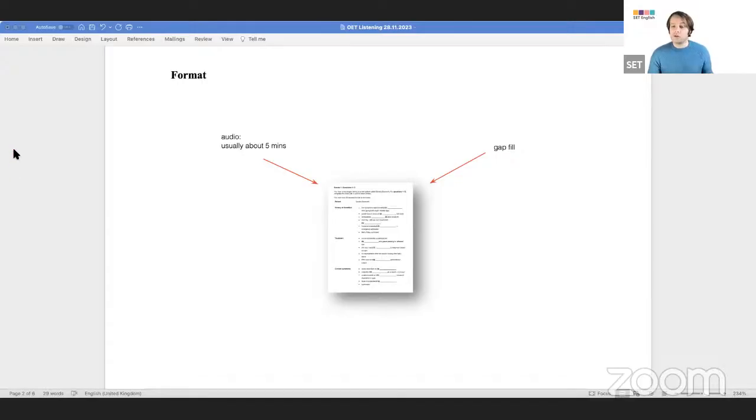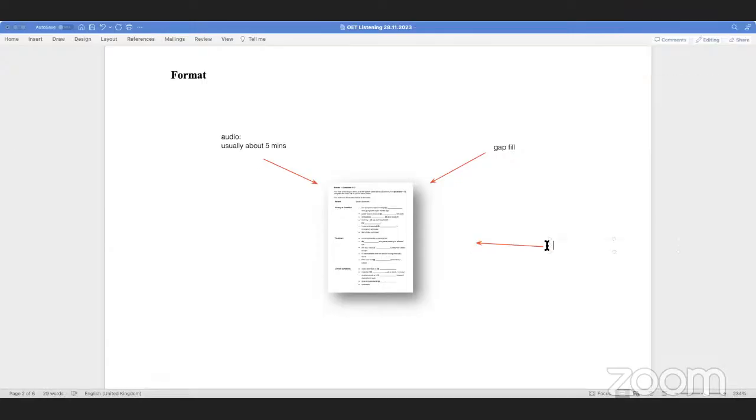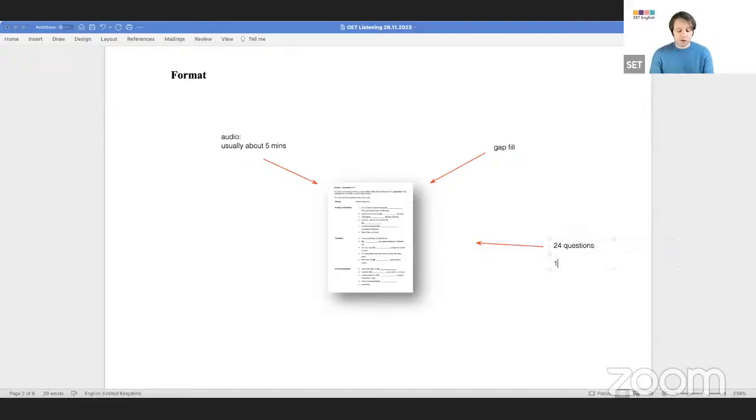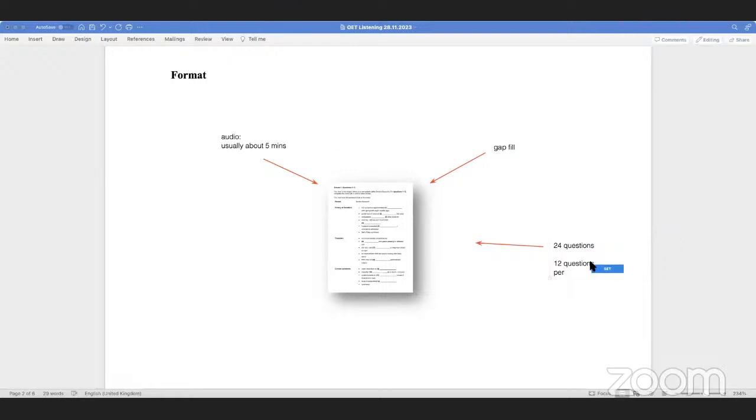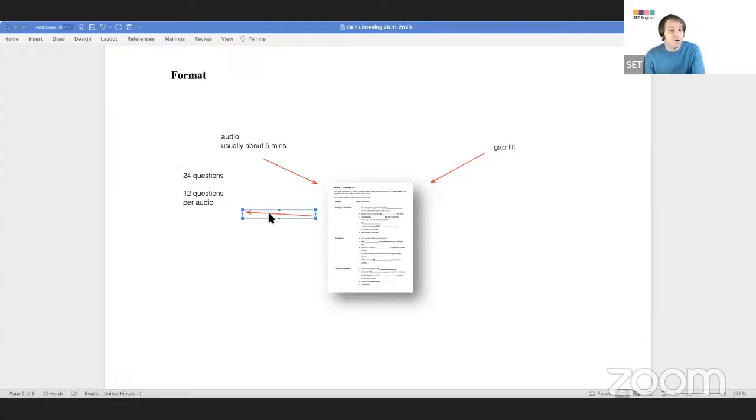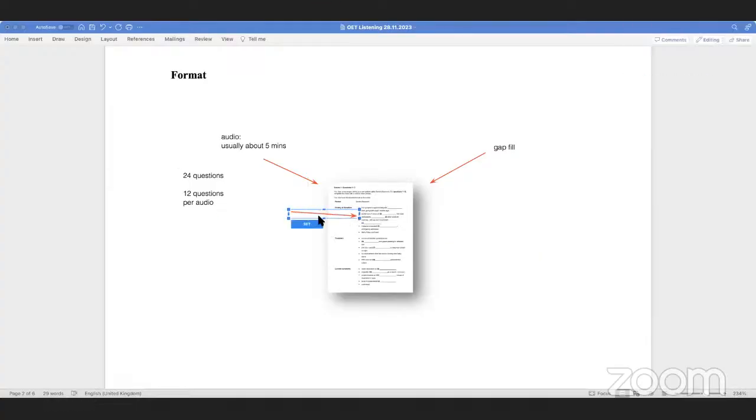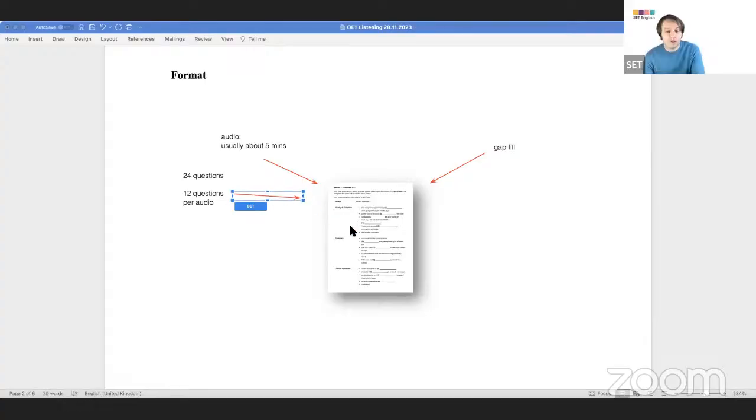How many questions are in part A? Do you know? How many questions will we answer in listening part A? I think about 24. Yeah, good. So there's 24 questions, and there's 12 questions per extract, per audio. Yes, there's audio 1 and audio 2, right? Exactly. You get 12 questions here. This one, guys, is 12 questions.